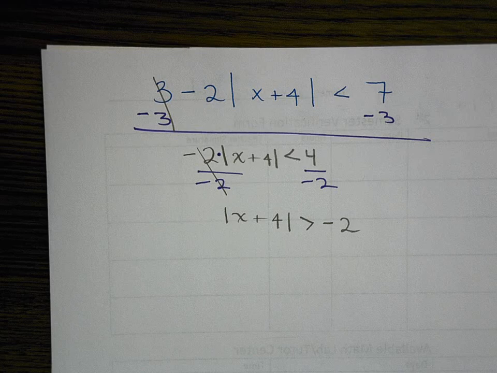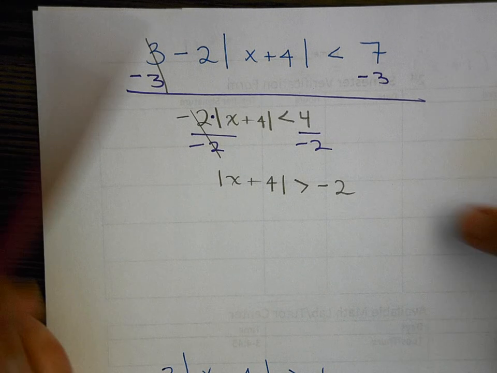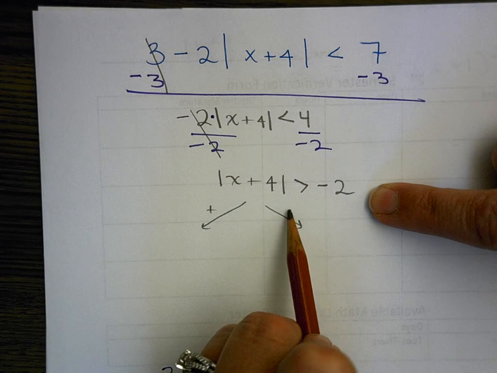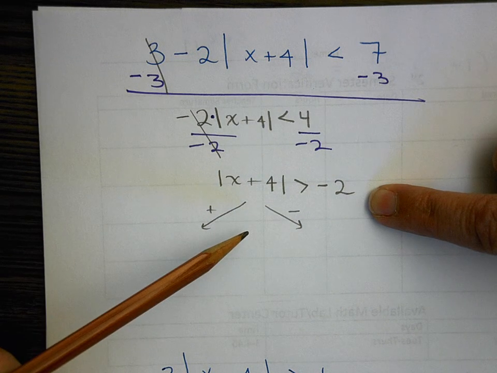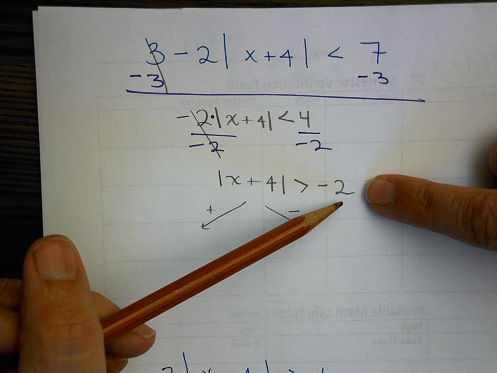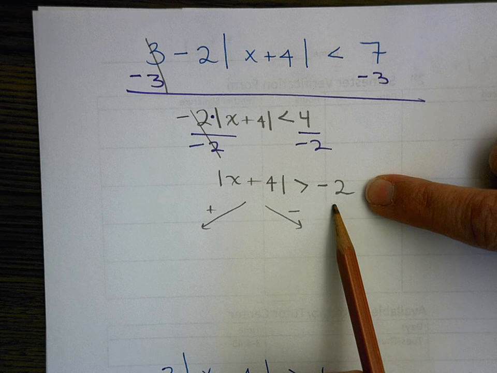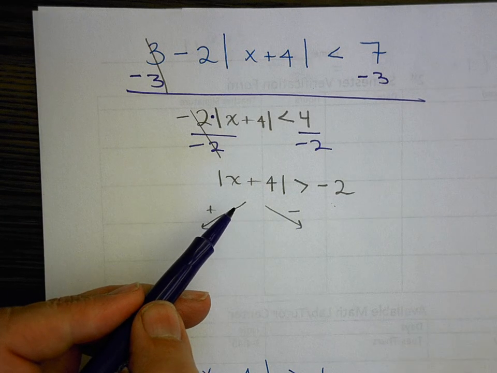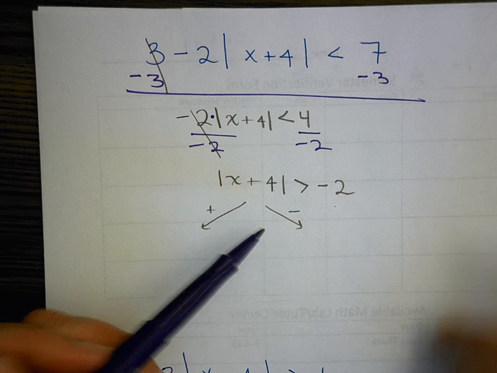Once I get to here, I need to decide: do I create 2 equations, 1 equation, or no equations? If this was a positive number, I would create 2 equations, one for the positive version and one for the negative. If it was equal to 0, it would just be 1 equation and I would solve it. If it were equal to a negative, then I don't continue to solve. No equations. Because this is a negative value, I have to decide if it's no solution or all real numbers.